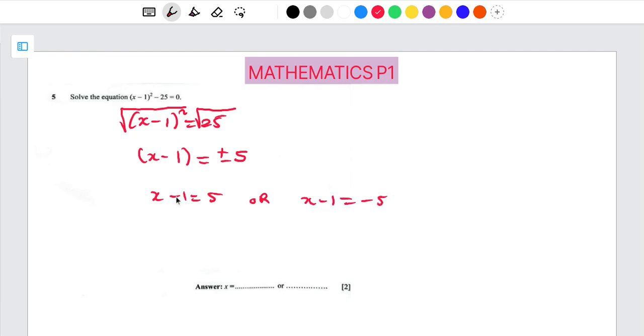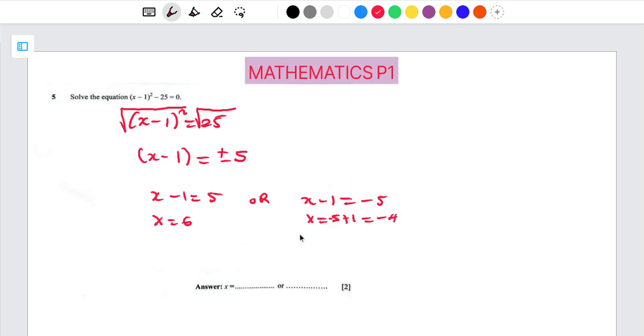For this one, when the 1 crosses the equal sign, it is going to give us what? x is equal to 6. And for this one here, remember this is negative. When the 1 crosses the equal sign, it's going to be positive. So we're going to have x equal to negative 5 plus 1, which is going to give us what?